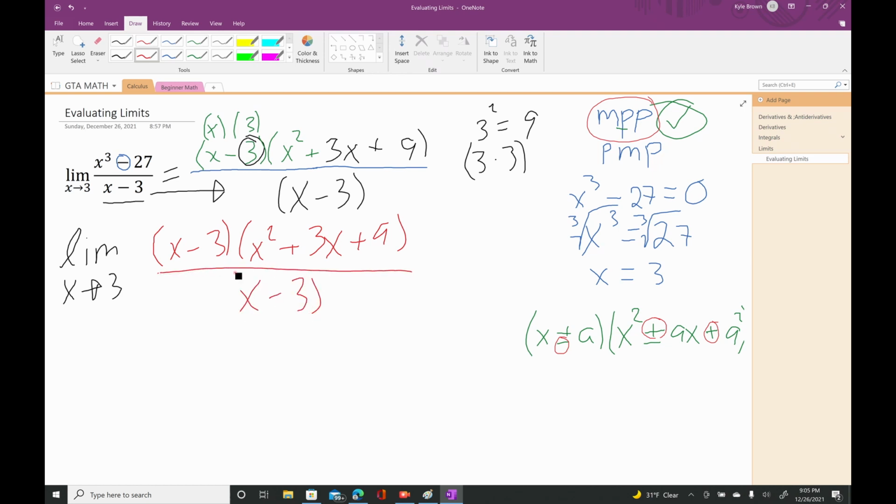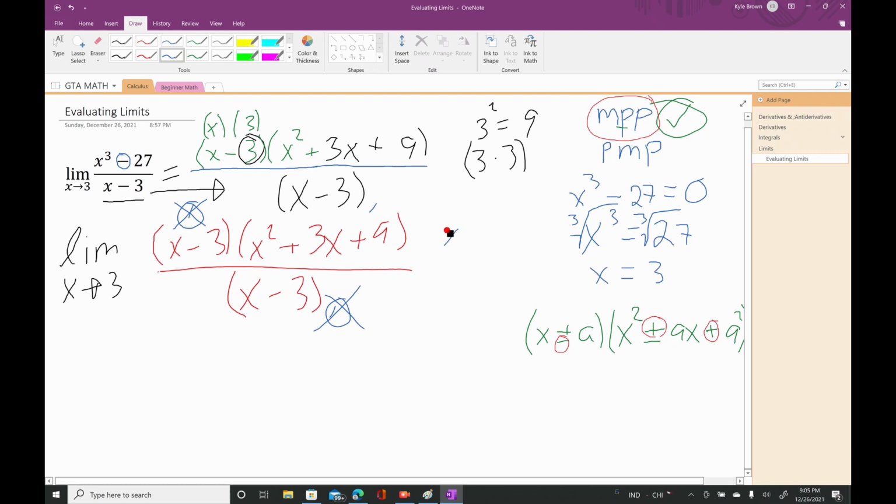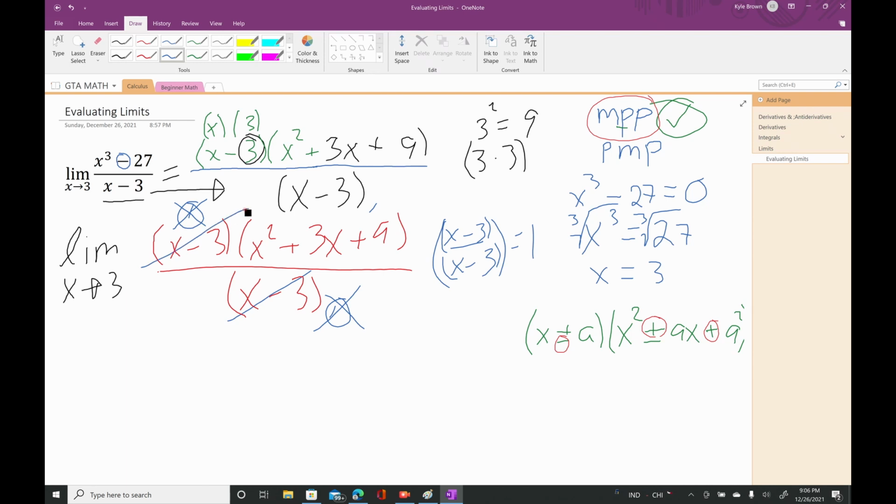x minus 3. So, since this is all connected by multiplication and division, this term and this term, we can actually divide this term and this term out. Because really it's saying x minus 3 over x minus 3, and this equals 1. And we're getting rid of these two. If that doesn't make sense, I will also make a video on that.